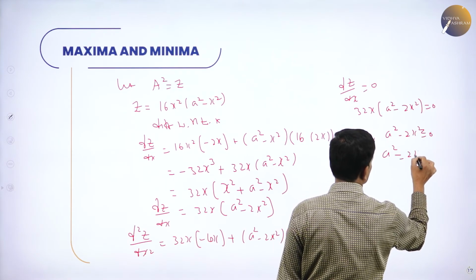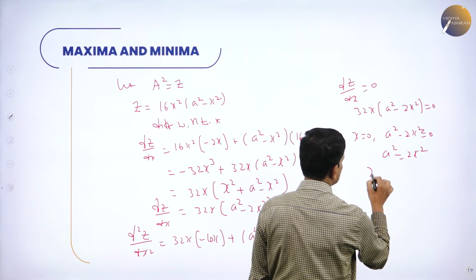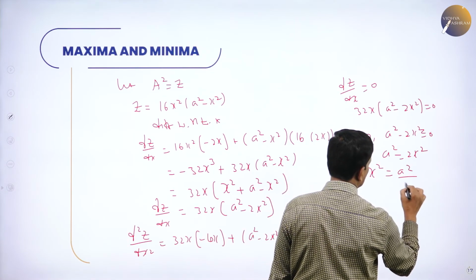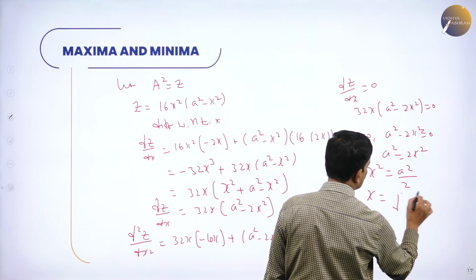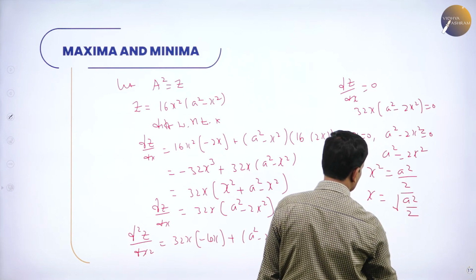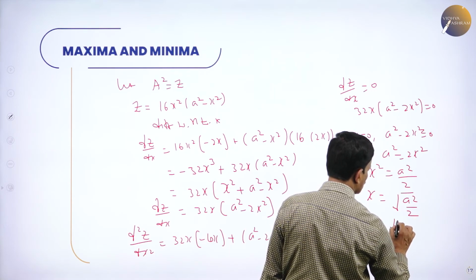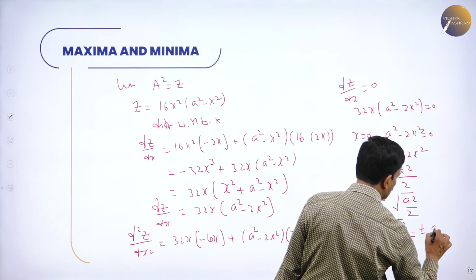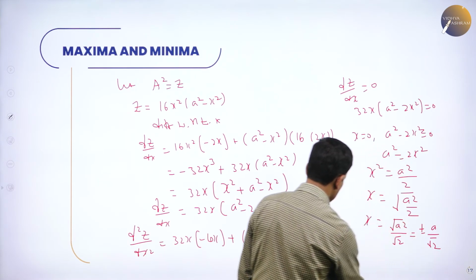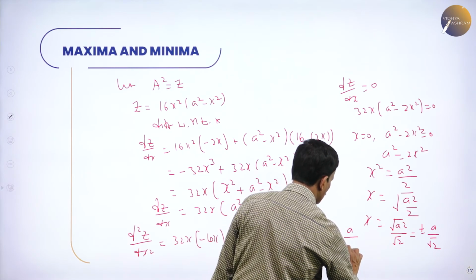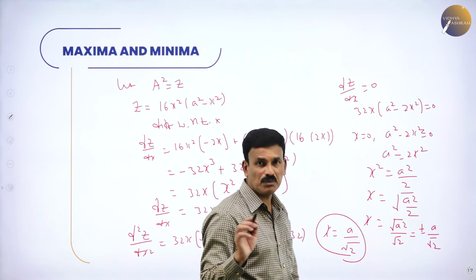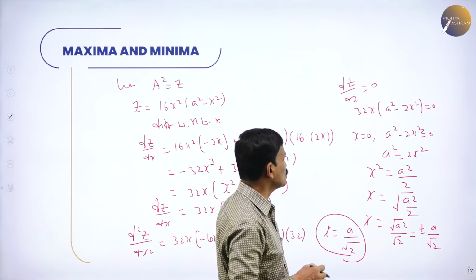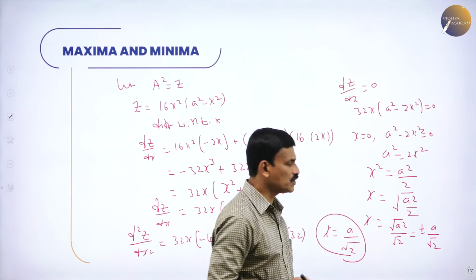a² = 2x². That means x² = a²/2, so x = √(a²/2). That is nothing but √(a²) divided by √2, that is nothing but ±a/√2. So x = a/√2. For the function to be maxima or minima, dz/dx is equal to 0, and you will get x = a/√2.